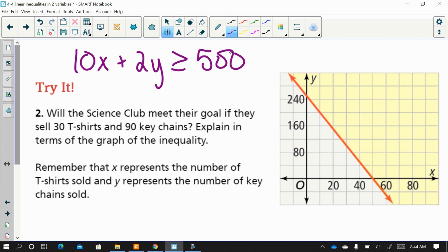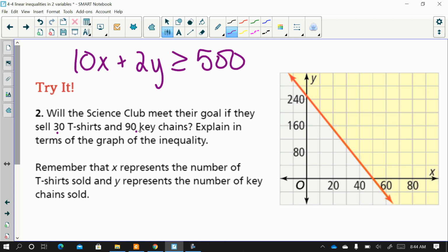They graphed it for us. Okay, so here's the picture of the graph. Notice this is a solid line because I'm equal to, and I'm shaded above because I'm greater than. Okay, so we want to know if they'll meet their goal if they sell 30 t-shirts and 90 keychains.